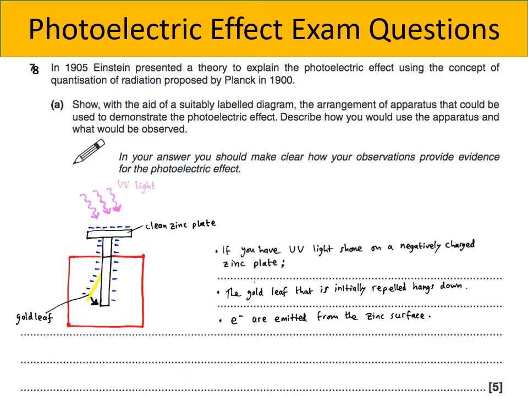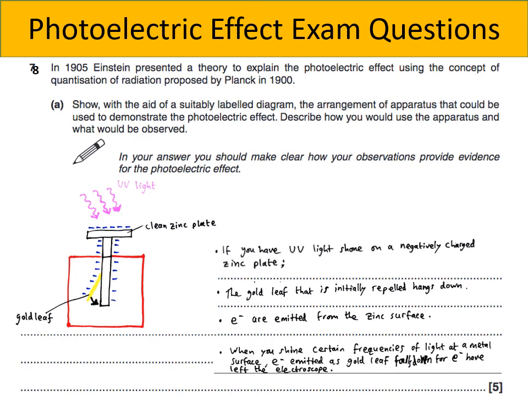Third thing is the electrons are emitted from the zinc surface. When you shine certain frequencies of light at a metal surface, photoelectrons are emitted as the gold leaf falls down. Photoelectrons have left the electroscope. Okay, they've been emitted, and so this gold leaf electroscope has become discharged. And that's probably about 2 marks for the diagram and maybe 3 marks for the observations. Okay.